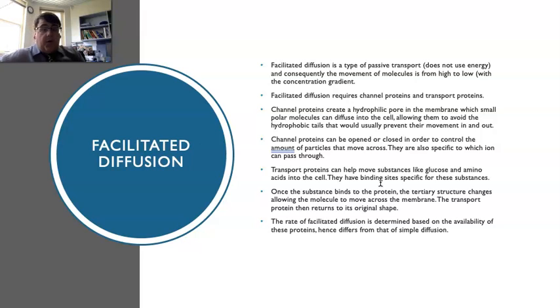Once the substance binds to the protein, the tertiary structure of the protein, so the actual shape of the protein, will change and it allows the molecule to move across the membrane, and then the transport protein will return to its original shape. Again, there's a number of factors that will affect the rate of facilitated diffusion. Availability of proteins is the biggest one, because if there's not enough proteins, your diffusion is going to go very, very slow.